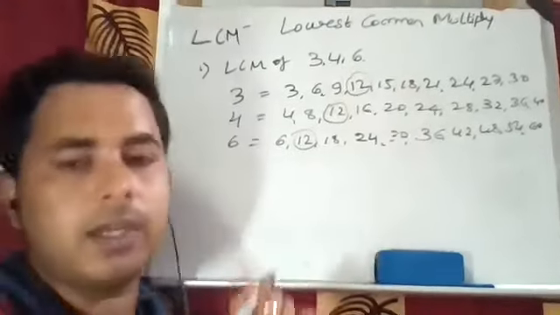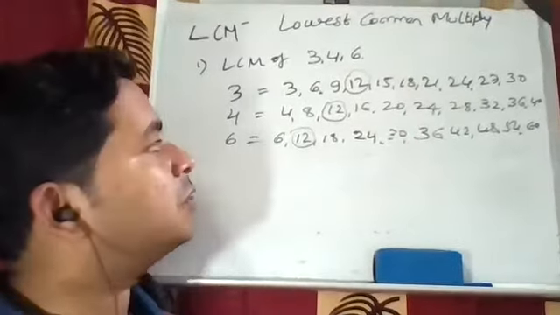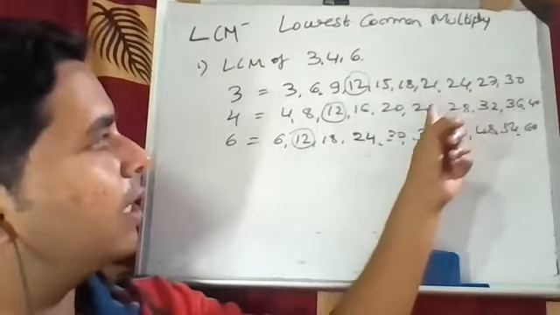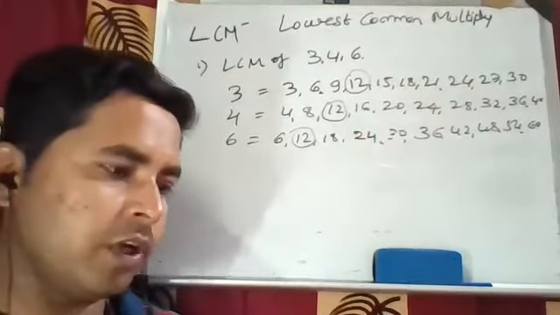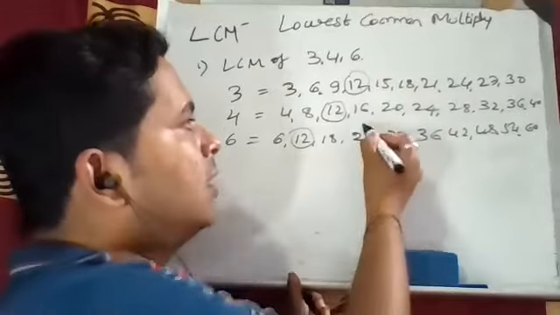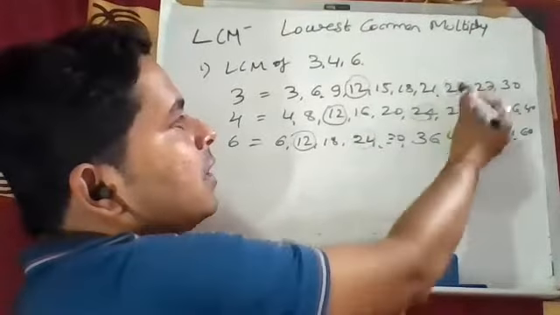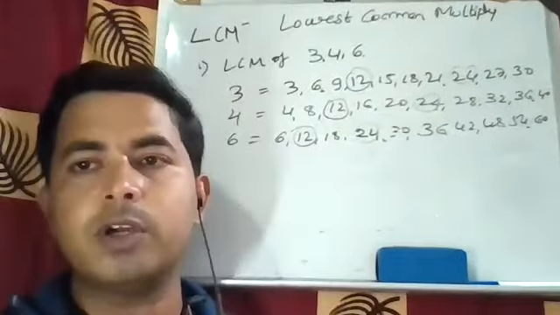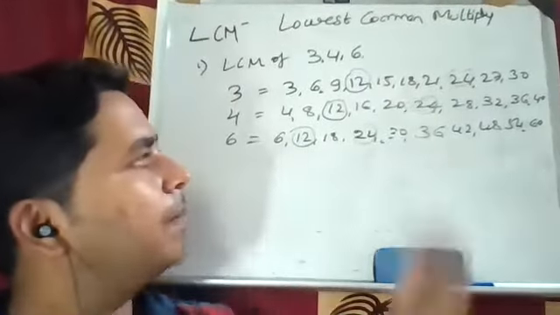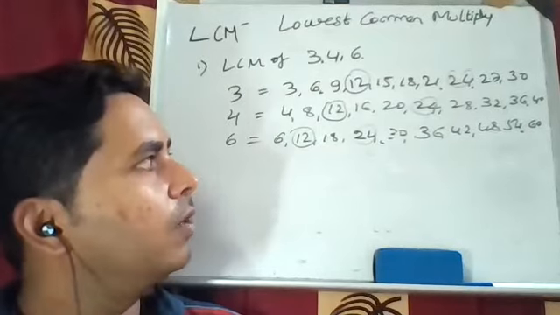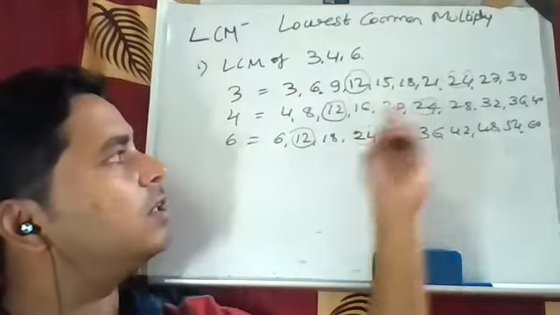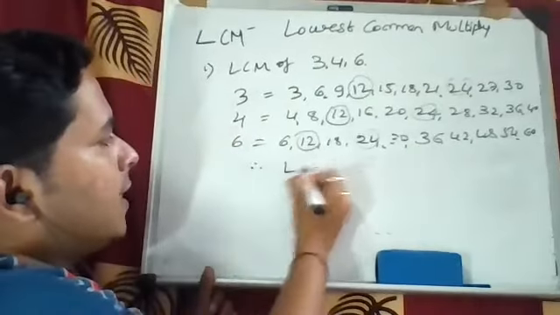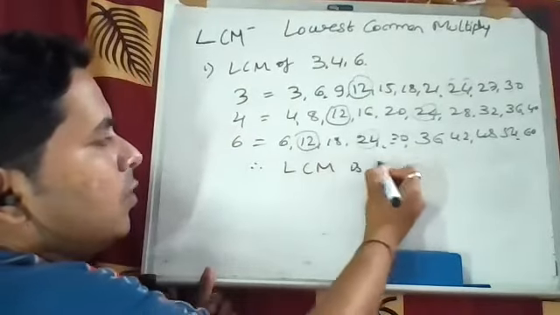Though this is what here, the smallest number which is common in all the things. If you look, here is 24, here also 24. So here also 24. But what happens? See, 24 is here, 24 is here, 24. So before 24, 12 is here. So 12 is what? The smallest number compared to 24. Okay. So 12 is the smallest number compared to 24. So for that reason, therefore, the LCM is 12.